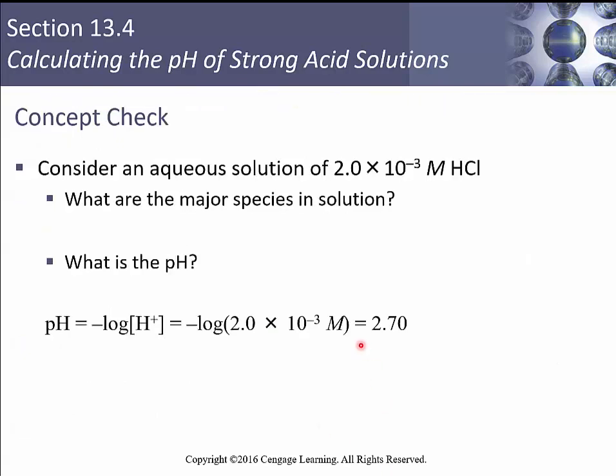All right. So let's do a quick concept check. Consider an aqueous solution of 2 times 10 to the minus 3 molar HCl. What are the major species in solution? So it's asking you, what does this dissociate into? Right? I've got 3 major species, H+, Cl-, and H2O. What is the pH going to be? Well, our pH is just minus the base 10 log of H+ concentration. Because HCl is a strong acid, it will completely dissociate. So if I've got 2 times 10 to the minus 3rd molar HCl, I'll have 2 times 10 to the minus 3rd molar H+. So minus the base 10 log of that is going to be 2.70.